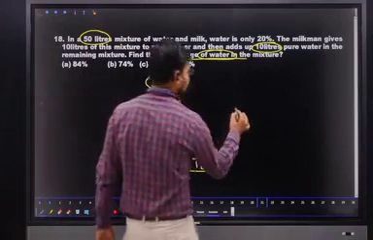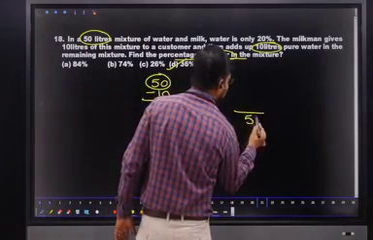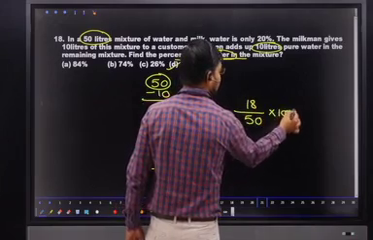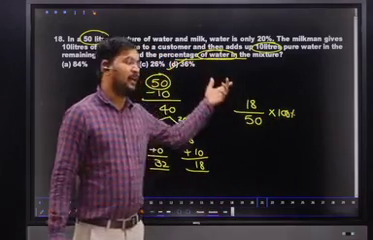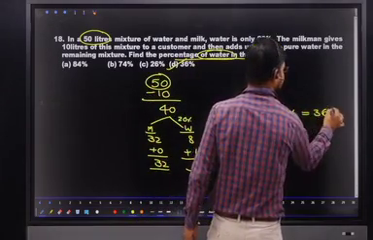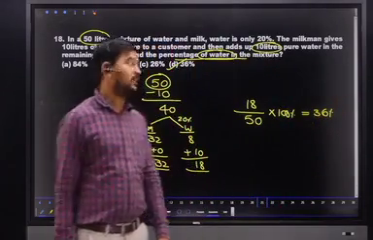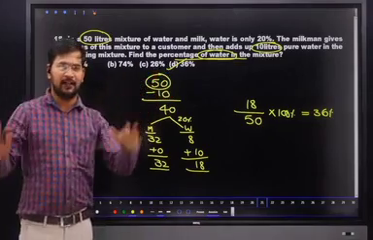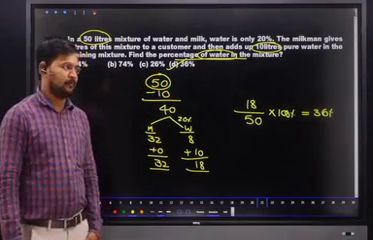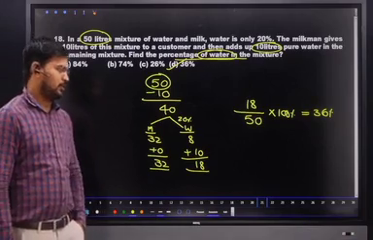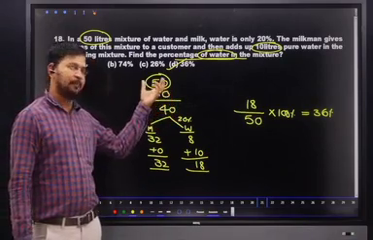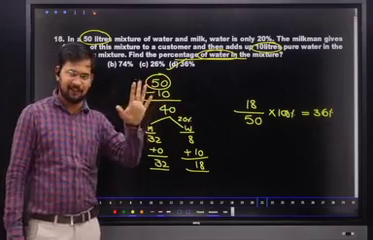Out of 50 liters, they're asking water is how much percentage. Water is how many liters? 18 liters. So for 50, 18, then for 100, 36%. Your answer is 36%. Option D is the right answer. Just make a note: 10 liters of mixture is taken out, that is the reason I am subtracting 10 liters from 50 directly. Okay.